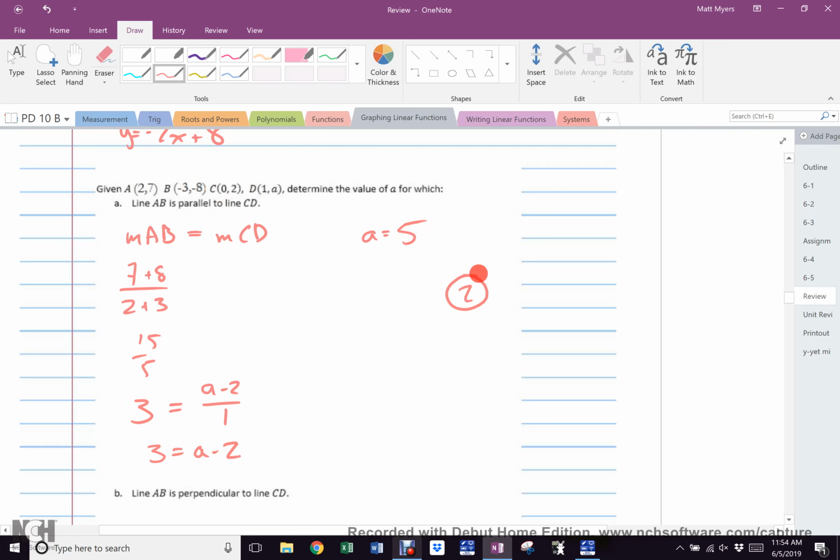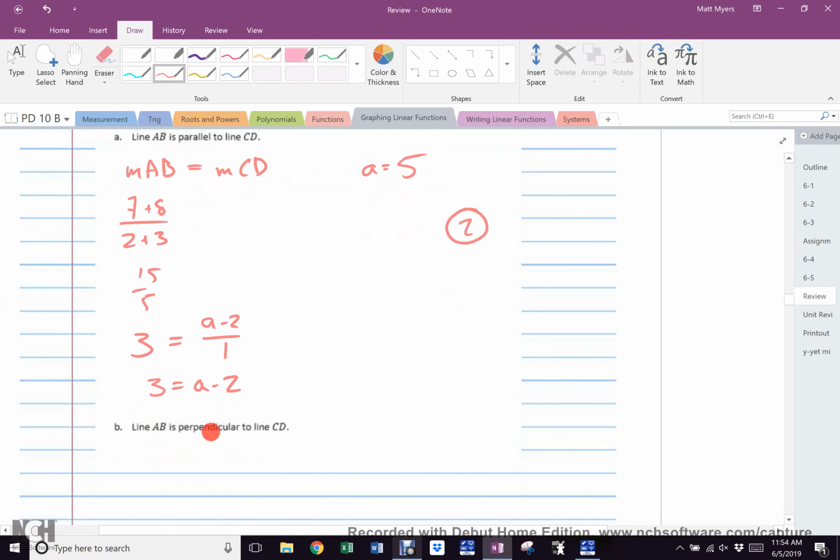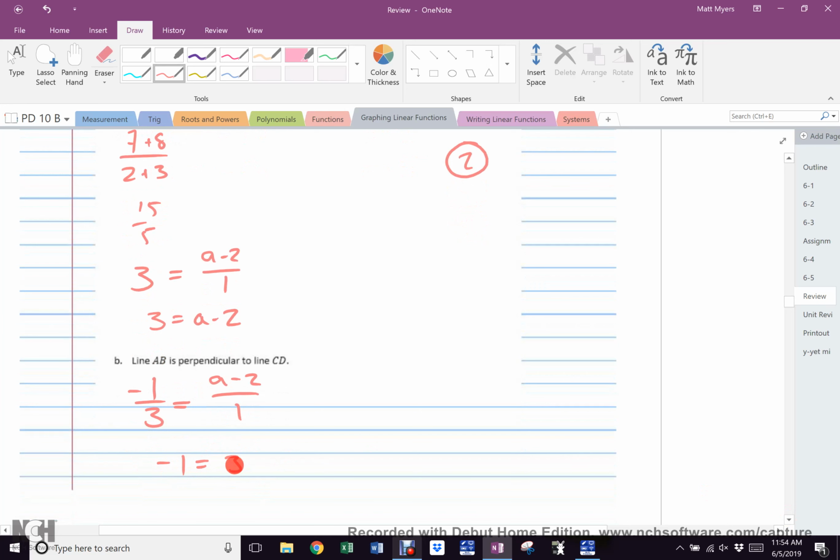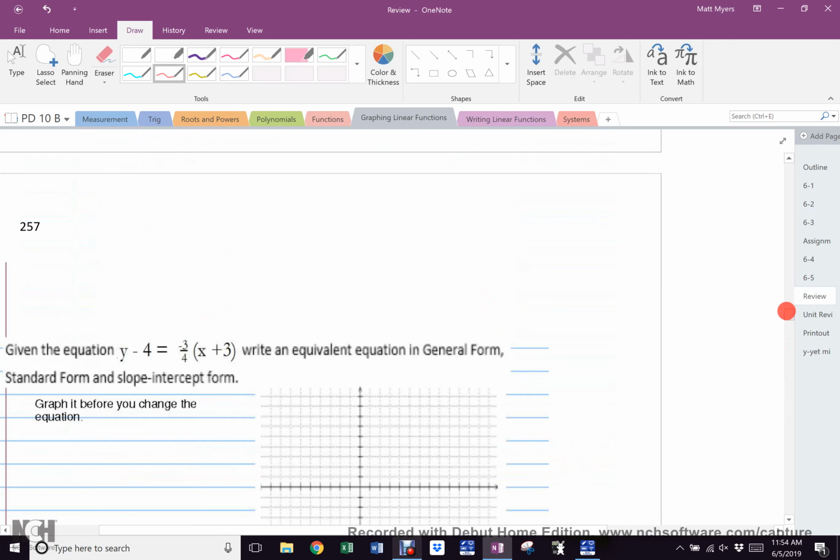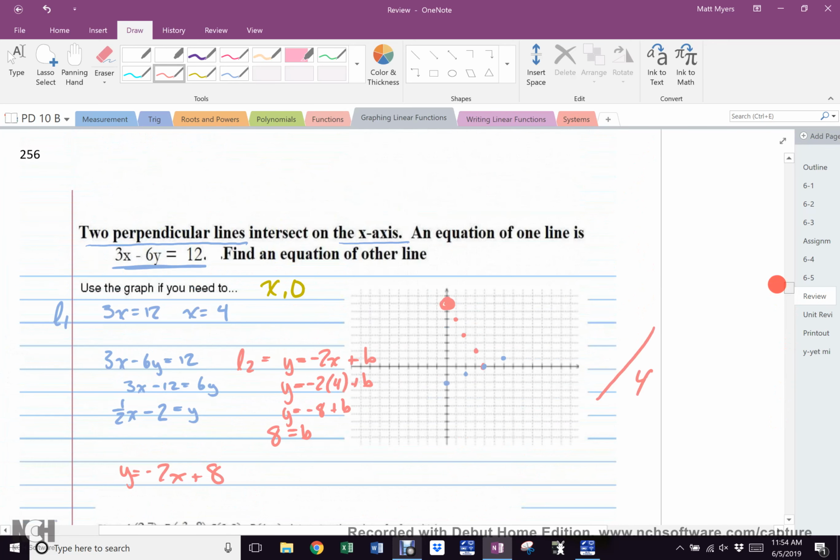5 for 2 marks. Now, if they're perpendicular, it's no longer 3 that I seek. What do I seek? Negative 1/3 is A minus 2 over 1. So that is negative 1 equals 3A minus 6. Bring the 6 over. What happens to it? Becomes positive 6. What's 6 minus 1? 5 equals 3A. What does A equal? 5/3 for 2 marks. Making that page out of 2, 4, 8.